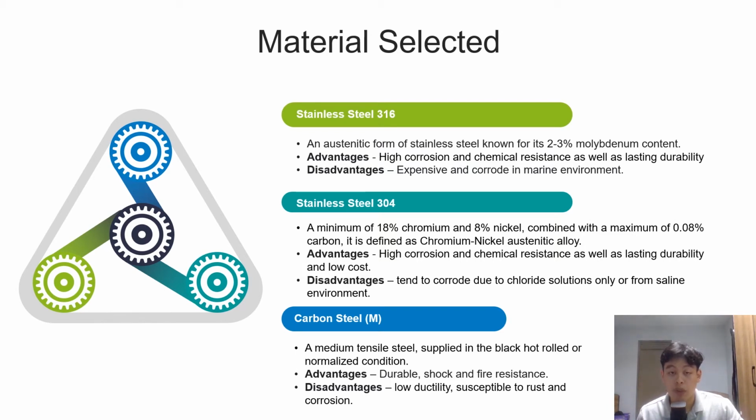So after the comparison between the three materials, stainless steel 316 is chosen as the most suitable material for the designation of the distillation column.